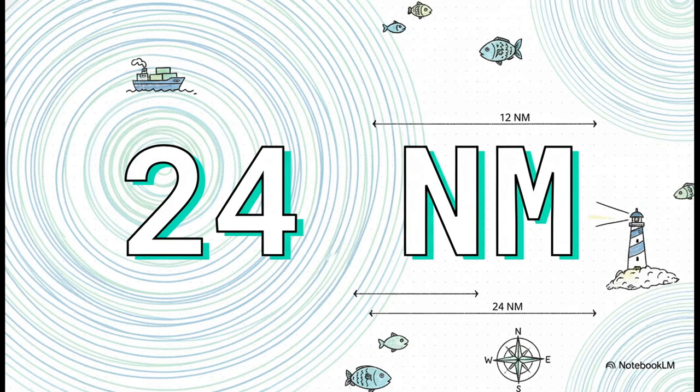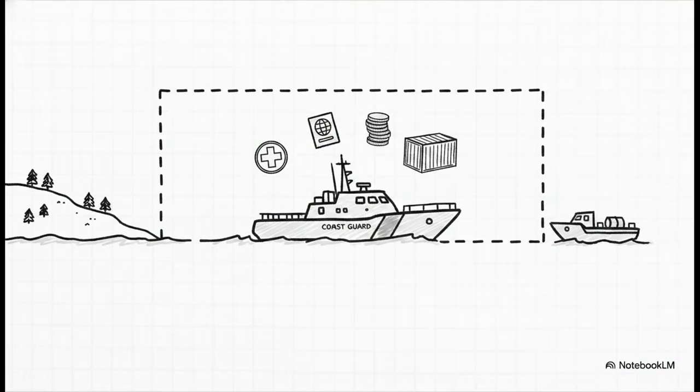But remember, the territorial sea already takes up the first 12 miles, right? So the contiguous zone effectively just gives a state an additional 12-mile band of specific jurisdiction right on the border of its sovereign territory. So why does this extra zone even exist? Well, it acts as a functional enforcement buffer.